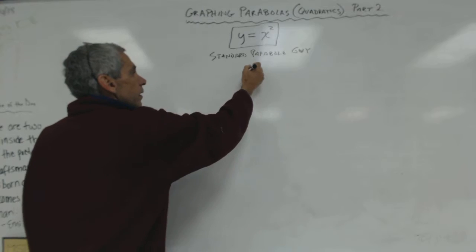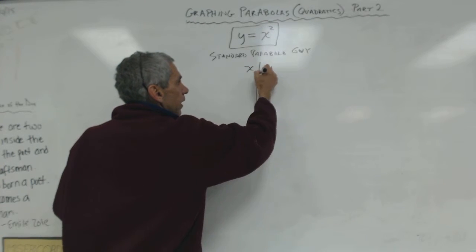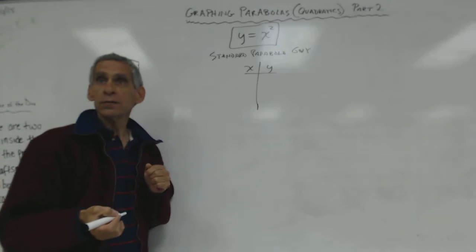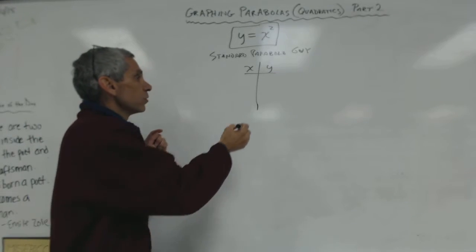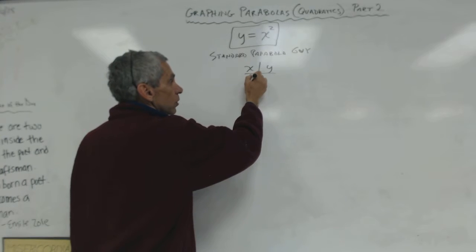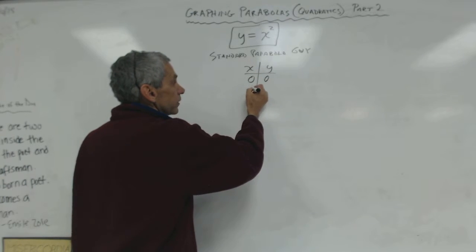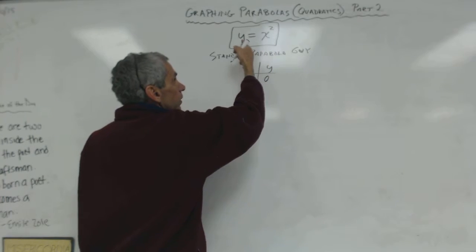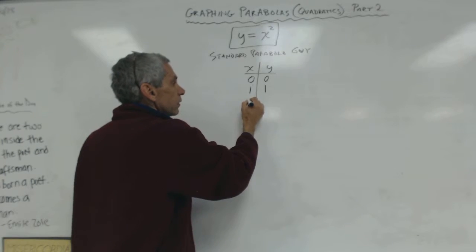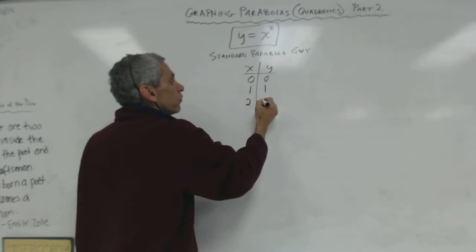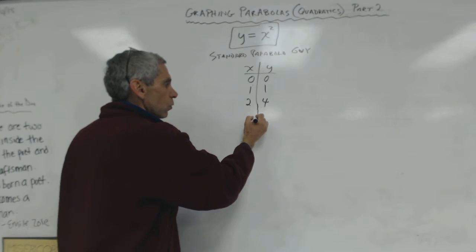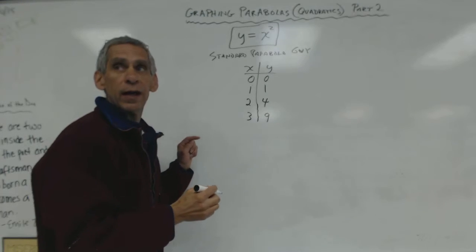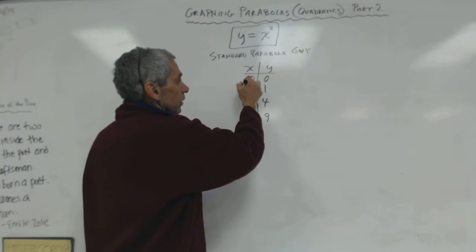x and y. If I chose values for x, then I could find my y. So let's say I chose 0. y would be 0. If I chose 1, y would be 1. 1 squared is 1. If x was 2, 2 squared is 4. And if I go one more, if x is 3, it would be 9. So Standard Parabola guy is this.